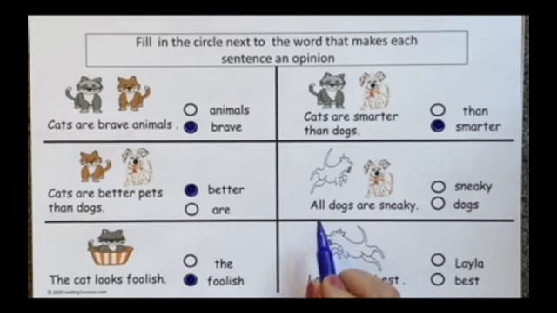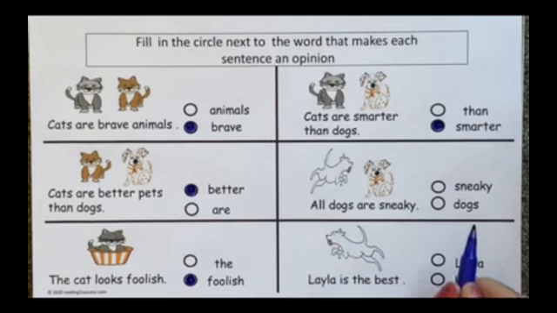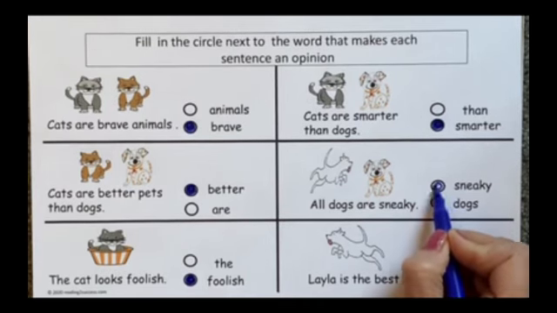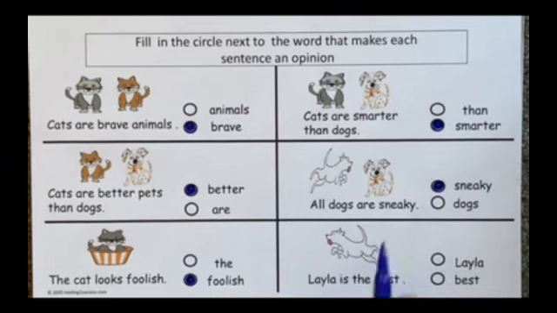Let's look at this one. All dogs are sneaky. I have a dog and I don't think he's sneaky. You may have a dog and think your dog is not sneaky. So again, it is what each person thinks. You might think your dog is loyal. So sneaky is the opinion adjective that could be changed depending on the person.